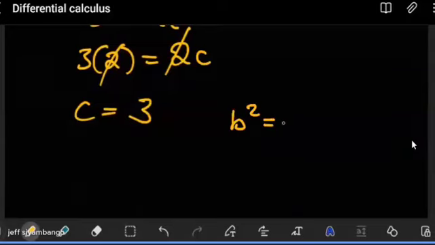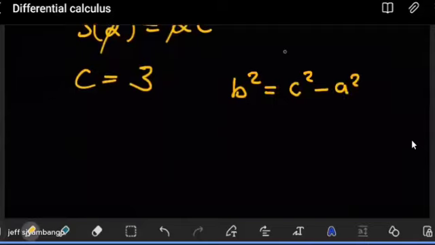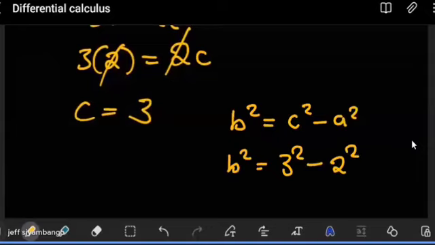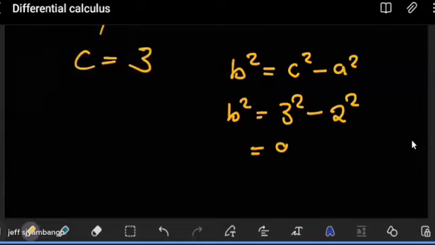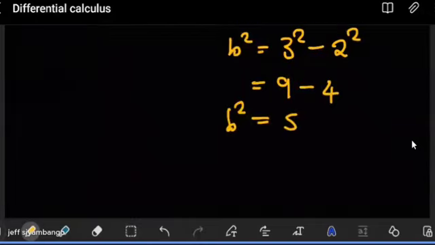For a hyperbola, b squared is equal to c squared minus a squared. So b squared will be equal to c squared, which is 3 squared, minus a squared, which is 2 squared. This becomes 9 minus 4. So this will be equal to 5. So b squared is equal to 5.